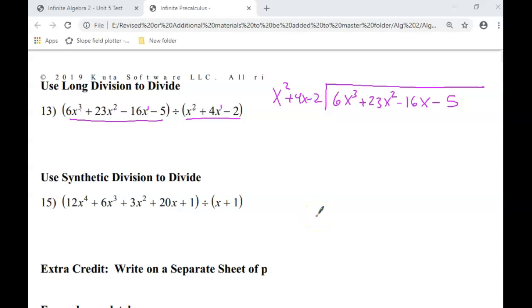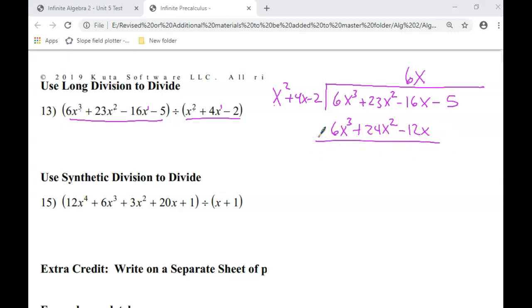And what we do is we ask ourselves, what would I multiply x squared by to get 6x cubed? And the answer is I would multiply it by 6x. And then I would multiply 6x by all three of these and put it down here. So 6x times x squared is 6x cubed. 6x times 4x is 24x squared. 6x times negative 2 is negative 12x.